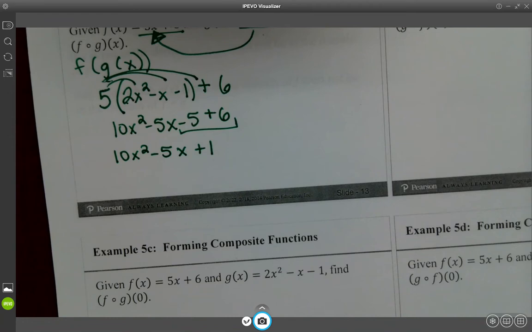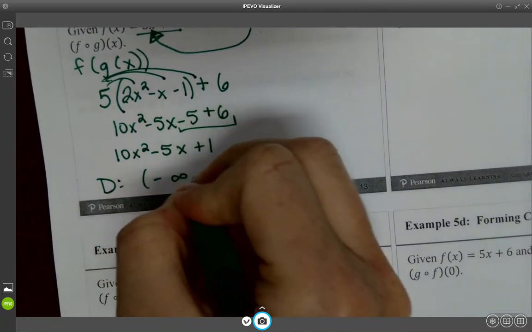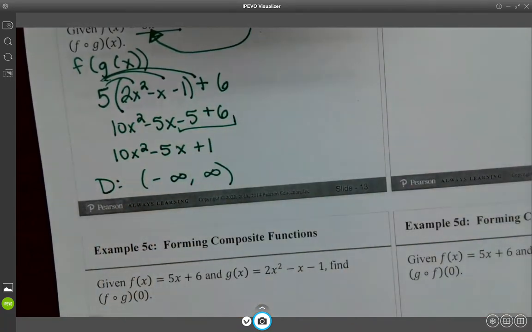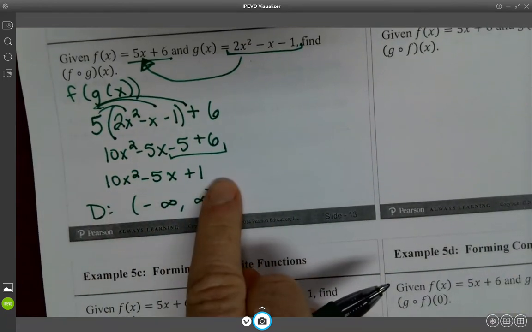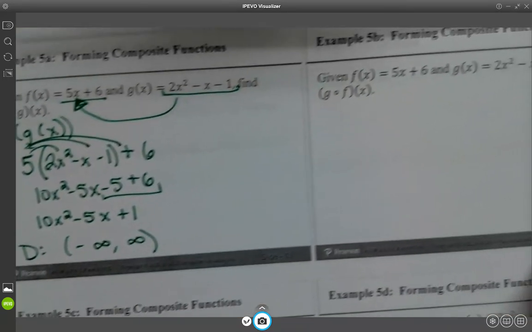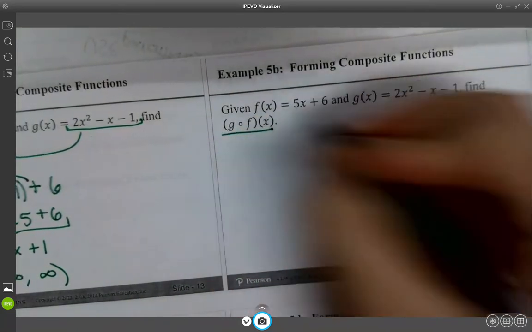This is quadratic. There's no restrictions. It's just going left to right. The domain is negative infinity to positive infinity. So this is f composite g, f of g of x. So the next one, g of f of x. We're doing the opposite way.